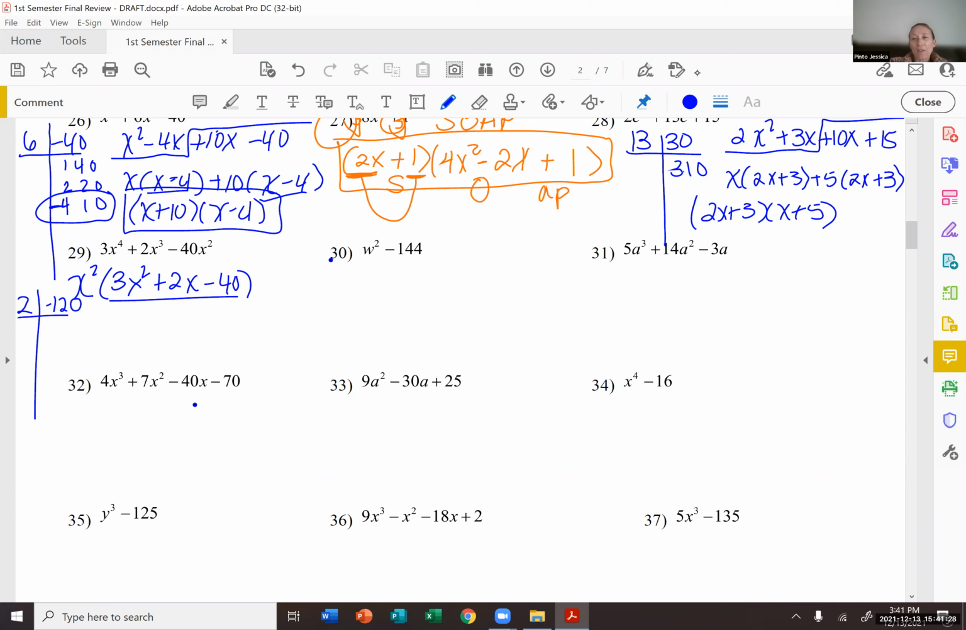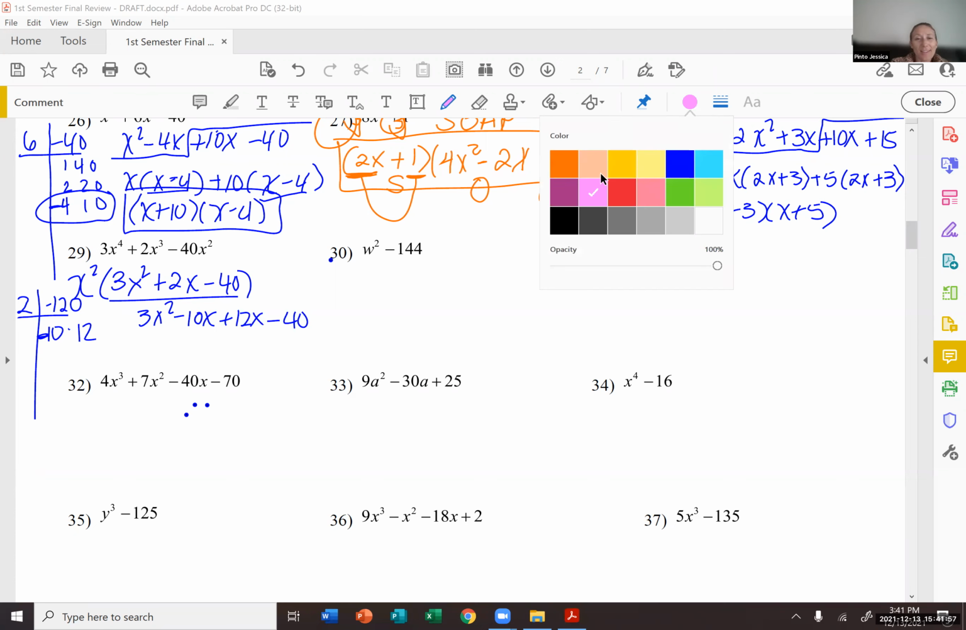So now I'm looking for the values to have a difference of 2. So close in number, 10 times 12. Yes. So who should be negative to make positive 2? The 10. So 3x squared minus 10x plus 12x minus 40.